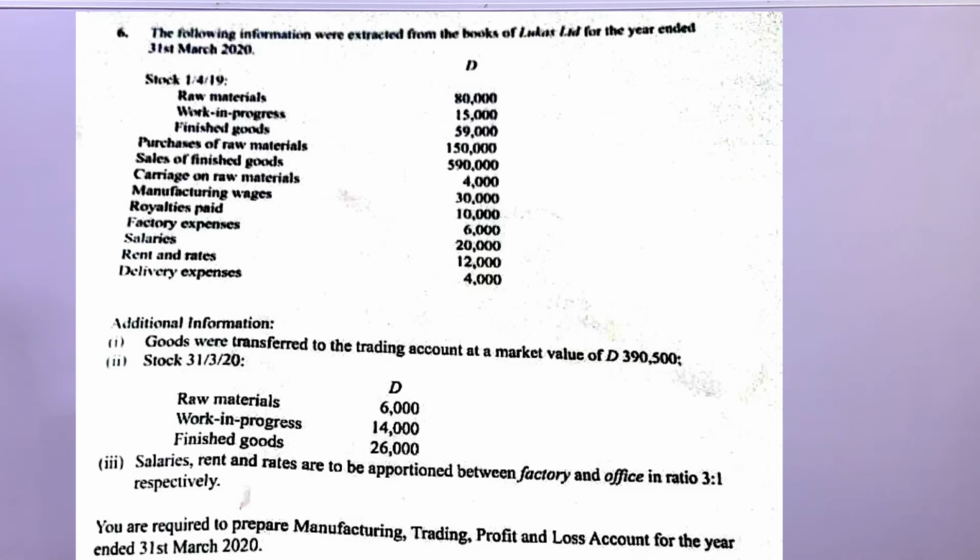Sales of finished goods, 590,000. Carriage on raw materials, 4,000. Manufacturing wages, 30,000. Royalties, 10,000. Factory expenses, 6,000. Salaries, 20,000. Rent and rates, 12,000. Delivery expenses, 4,000. So, additional information now.